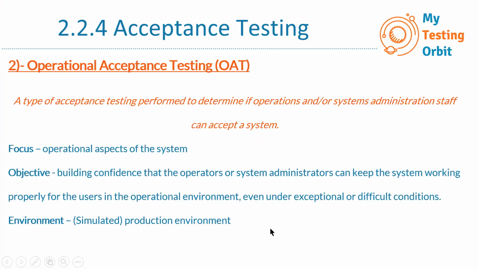The second type of acceptance testing is operational acceptance testing, which is also known as OAT. If we go through the definition, it's a type of acceptance testing performed to determine if operations and/or system administration staff can accept a system. Okay, so in operational acceptance testing, it's more of a non-functional kind of testing. All the non-functional aspects of a system, when it comes to acceptance testing, come under OAT.